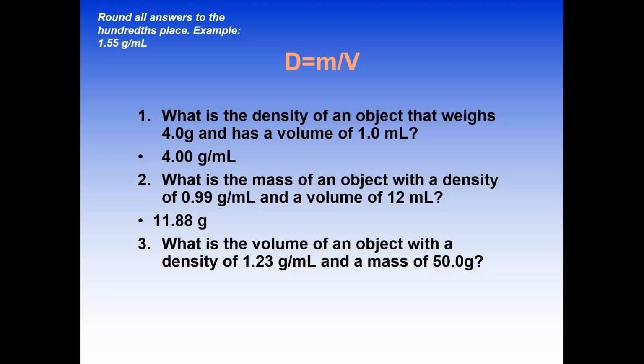And our last question asks you what is the volume of an object with a density of 1.23 grams per milliliter and a mass of 50 grams. You would get this answer by taking your mass and dividing it by your density to get an answer of 40.65 milliliters. How did you do? We're going to be doing some more density practice, but if you didn't get this right, I recommend rewinding and watching the earlier part again.